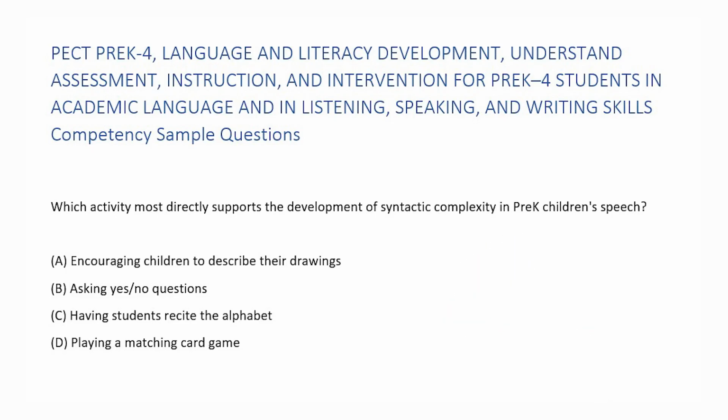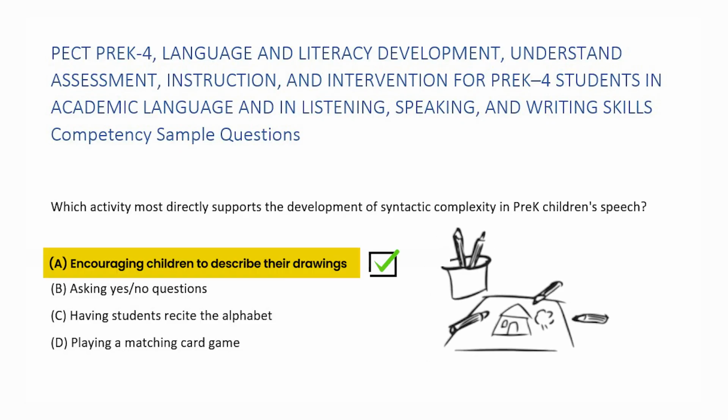Here, the key word is syntactic complexity. This refers to developing longer, more structured sentences with varied grammar. Only one option supports this, option A. Options B through D don't require complex syntax at all. Yes and no are just two words. Reciting the alphabet doesn't have any words, and you can play a matching card game without speaking at all. When children describe their drawings, they naturally use expanded sentence structures, including adjectives, verbs, and prepositions. This promotes rich language development by encouraging them to express ideas in complete sentences.